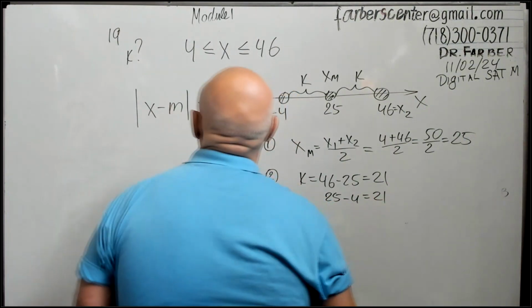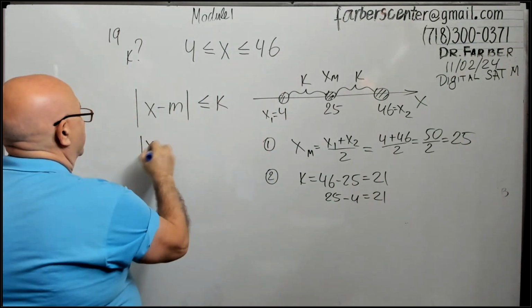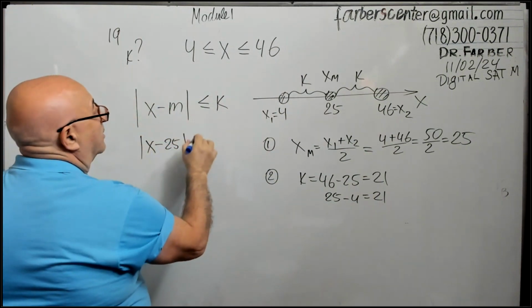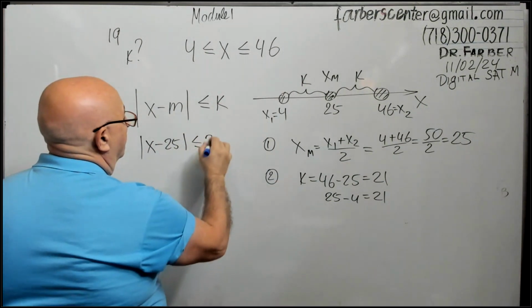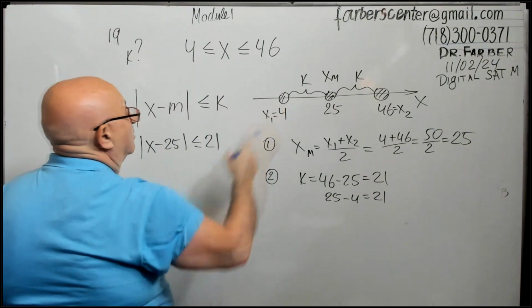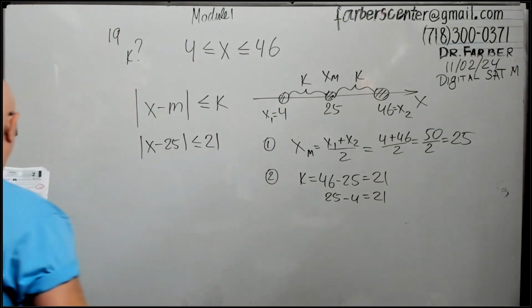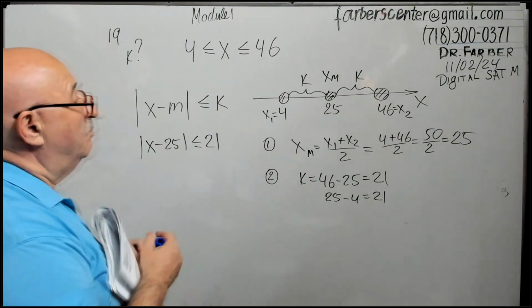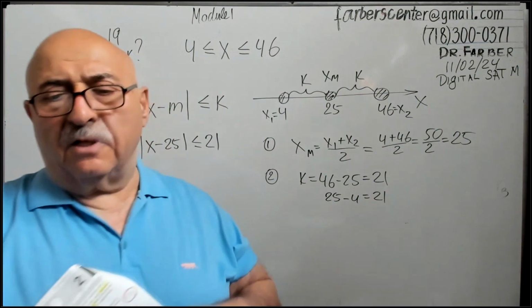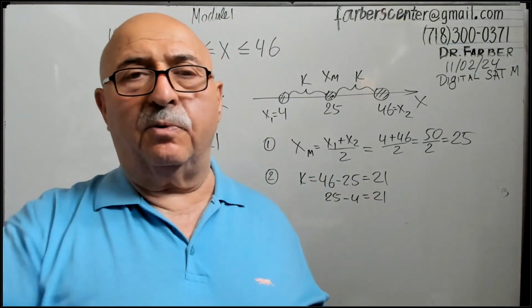And look at this formula now. M is the midpoint. Absolute value of x minus 25 is less or equal to 21. The distance to the border, let's say k equals 21. They ask you what k is. k equals 21. Who understands this 100%? Just 2 steps. It's hundreds of times the same problem.